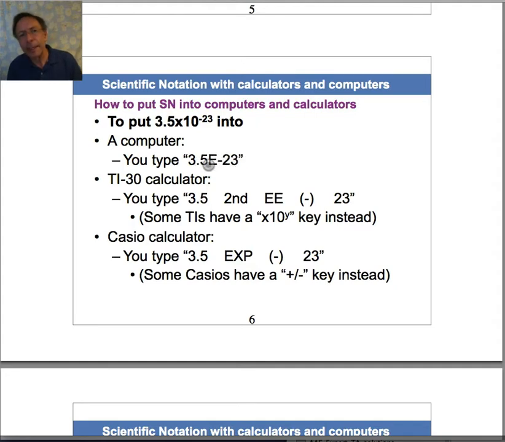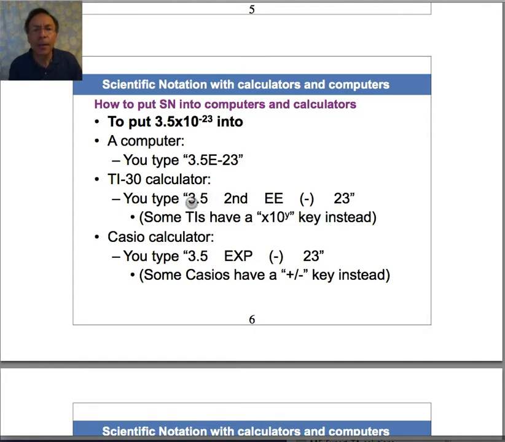Now I said capital E, but more recently computers seem to ignore whether it's uppercase or lowercase. But anyway, capital E should always work. E stands for exponent. So the negative 23 is the exponent of the 10. So in other words, it's the power of 10. So that's how you put a floating point, a scientific notation number into a computer. Now, for calculators, it's very similar, but slightly different.